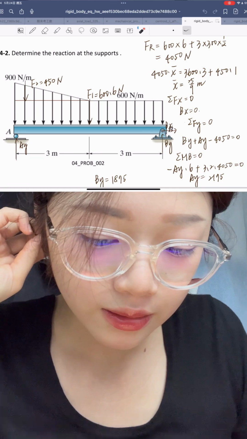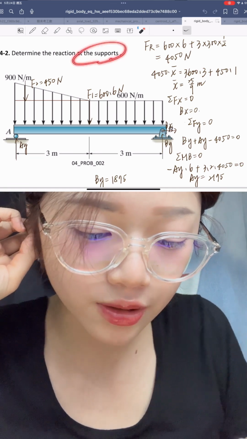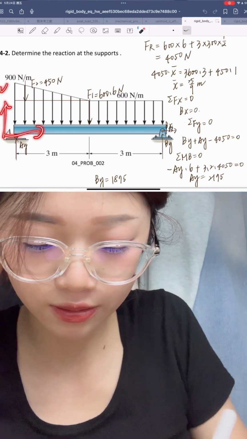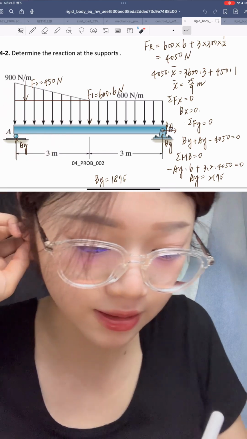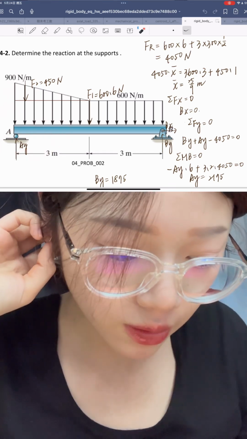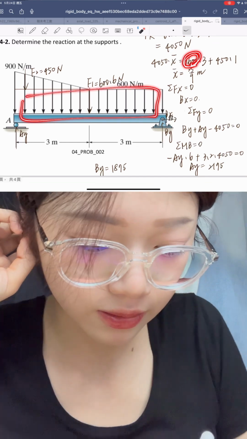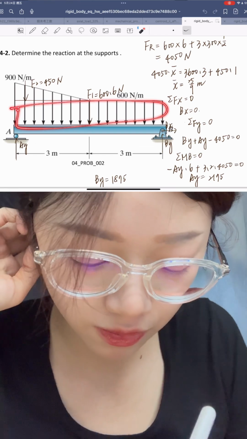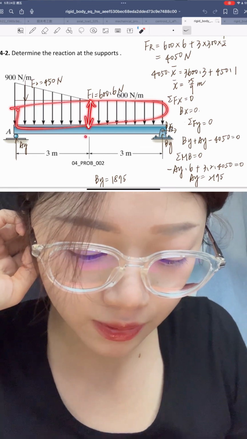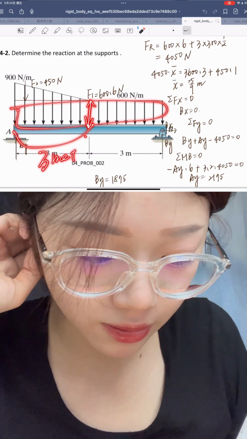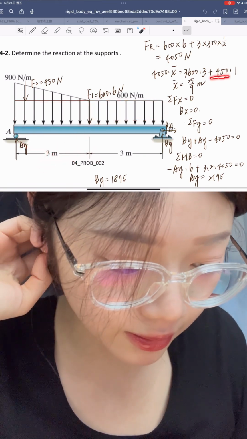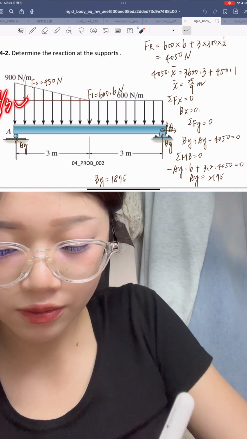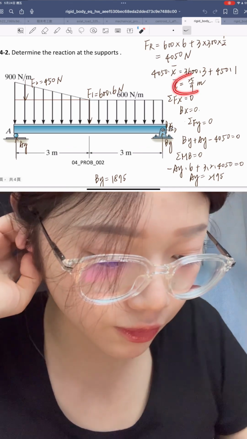The question asks for the reaction at the support, in the direction of the x axis, because this y and x is the x axis. We have to know this is the square's force, and we have the square, in the half, this is 3 meters, and here is the triangle area's force, and here we have the 1/3, and we have to know the answer.